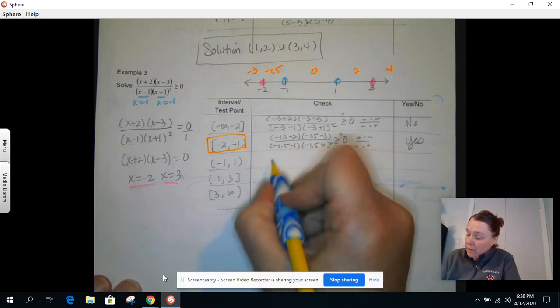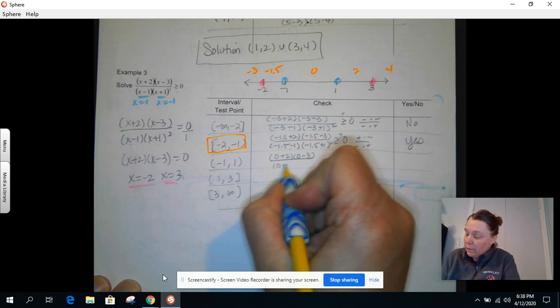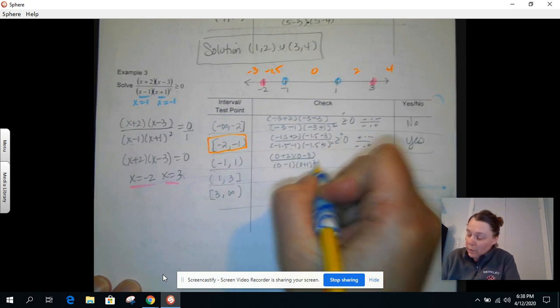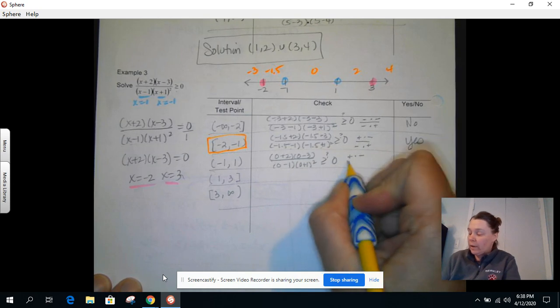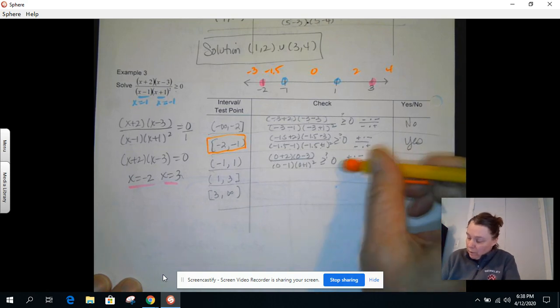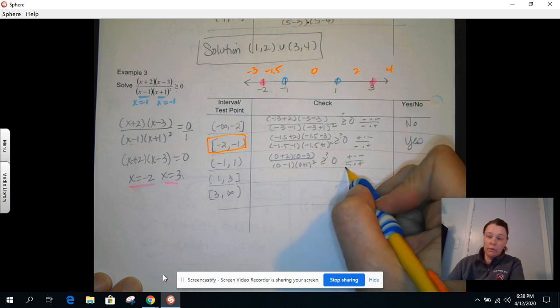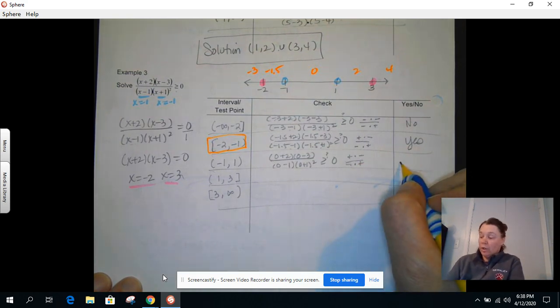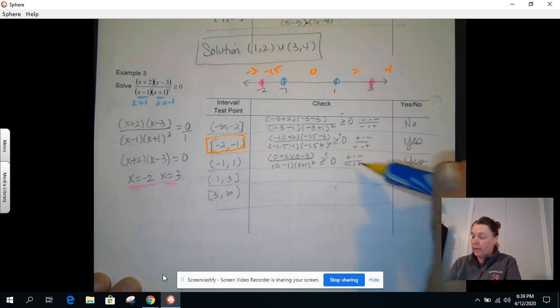All right, and then if I put the zero in, I want to know if that's bigger than or equal to zero. So that would be a positive times a negative over a negative times, that's always positive, negative times a positive. So that's a negative over a negative, which is positive, right? Yes. Okay. So that's a yes. Did I do that right? Yes, negative, positive. Okay.